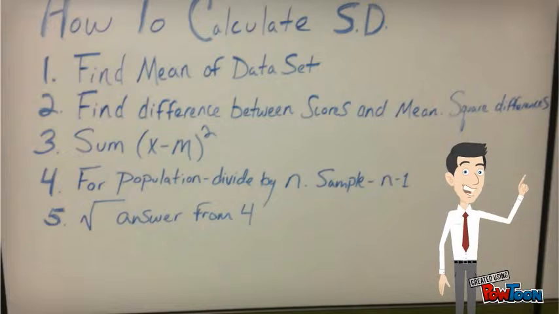In order to calculate the standard deviation, first you need to find the mean of your dataset. After that, find the difference between scores and the mean. Then square those differences. Next, you're going to sum the square of those differences. After that, for the population, you're going to want to divide by n. For a sample, you divide by n minus 1. Finally, square root the answer that you've already found.